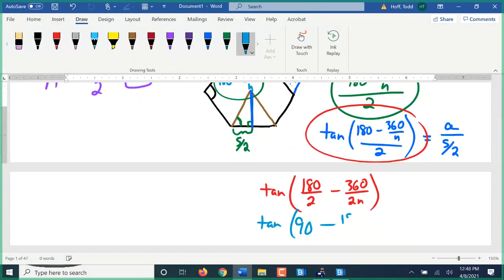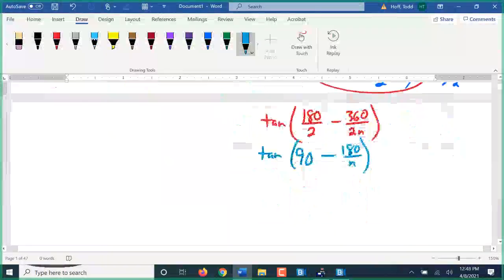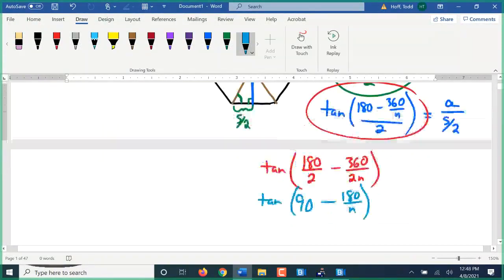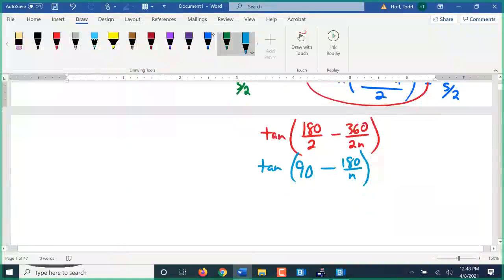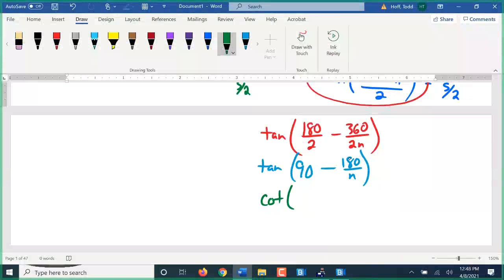360 divided by 2n is just 180 divided by n. 90 minus 180 over n is the complement. So a complement would be a cotangent of 180 over n. Remember, the tangent of the angle, the tangent of 90 minus 180 over n, is the cotangent of its complement. Its complement is what we get if we subtract it from 90.